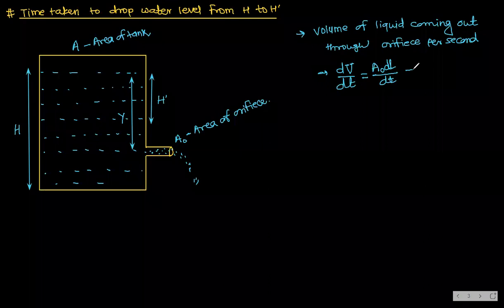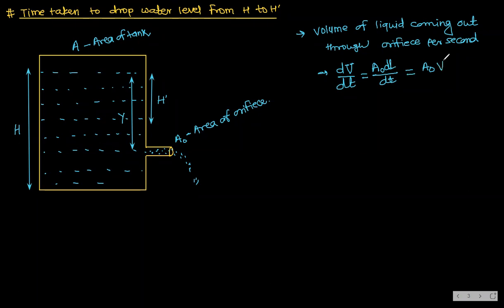So what I am getting here, a naught into the velocity. dl by dt is what? Velocity. And let us assume that this velocity is the velocity of this liquid which is coming out. One more time, listen. This dV is volume, and this volume is nothing but area into length, and this area into length by time. This dl by dt I am replacing with velocity. This big V is volume, this small v is the velocity of the fluid which is coming out from the orifice.